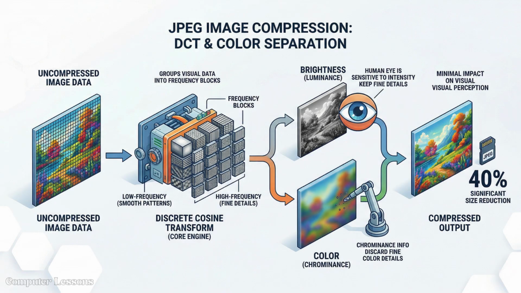Image compression formats like JPEG utilize the Discrete Cosine Transform to group visual data into frequency blocks. The algorithm separates brightness information from color because the human eye is sensitive to intensity. Discarding fine color details allows for significant size reduction with minimal impact on visual perception.